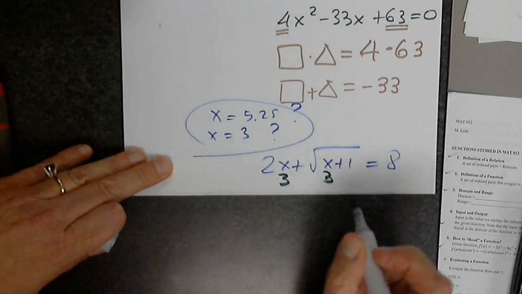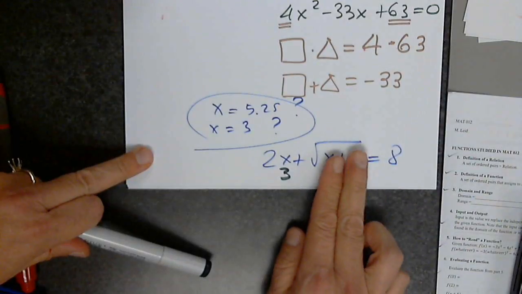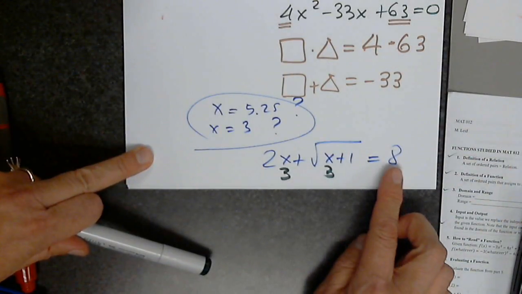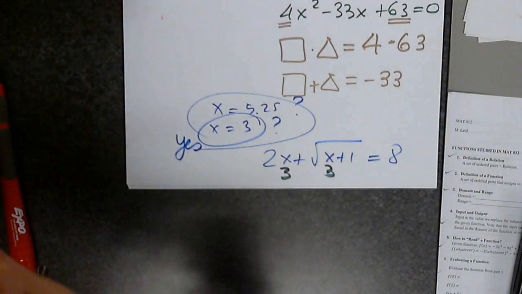Let's say x is 3. 2 times 3 is 6. 3 plus 1 is 4. The square root of 4 is 2. Is 6 plus 2 equal to 8? Okay, so I'm going to say yes to this one.